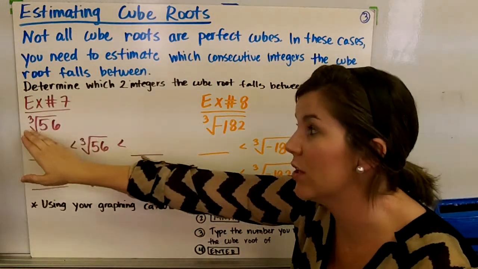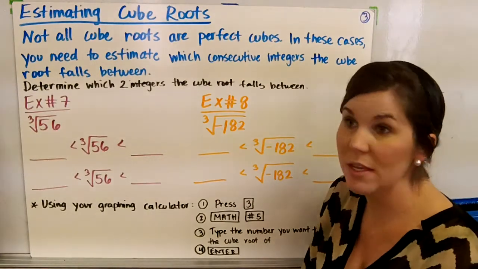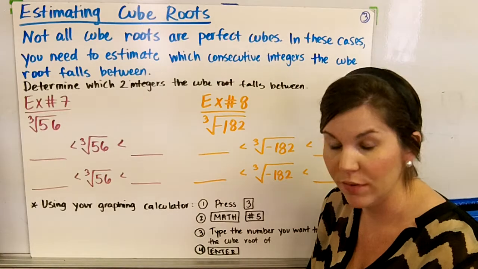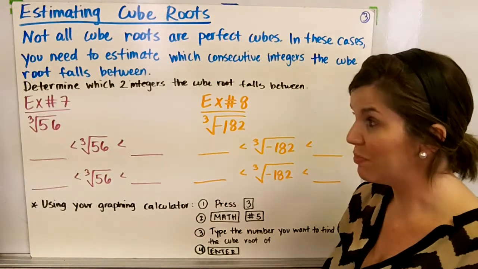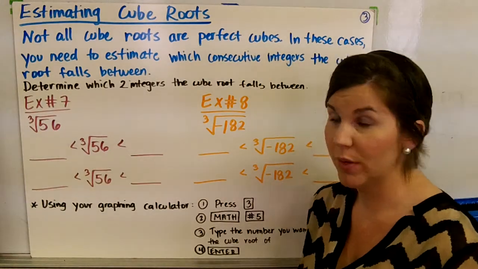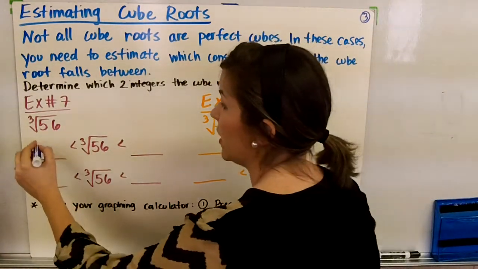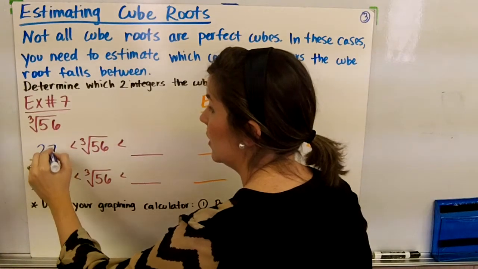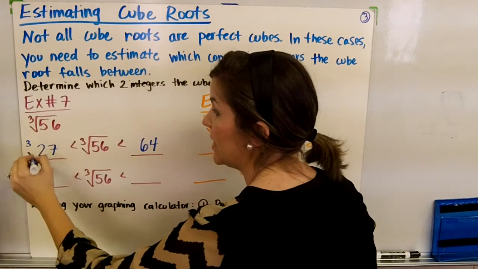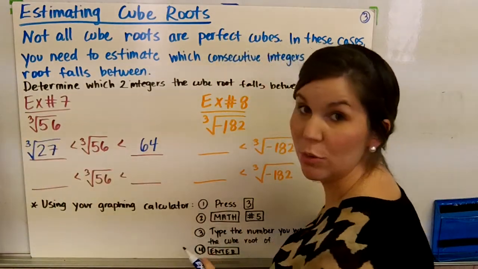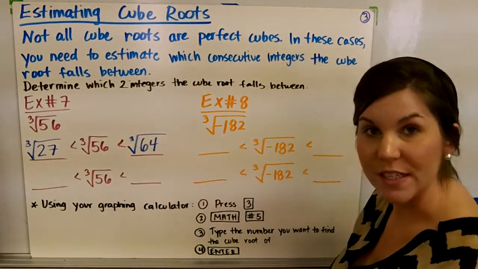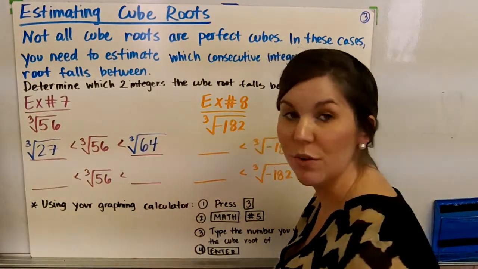So example number 7, the cube root of 56. So I'm thinking about the list that I asked you to memorize at the beginning, the list of perfect cubes. And I want to know which two numbers in that list 56 falls between. So 56 falls between 27 and 64. So the cube root of 27 is less than the cube root of 56, which is also less than the cube root of 64. So I choose the two numbers from my list.